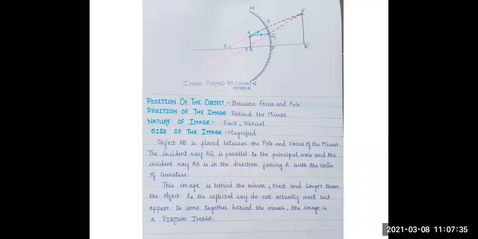While drawing the diagram, first we are going to draw the principal axis. We place the points C, F, P, and then draw the spherical curved mirror. As you can see in the diagram, the position of the object is between focus and pole, that is between F and P. And the position of the image is behind the mirror.